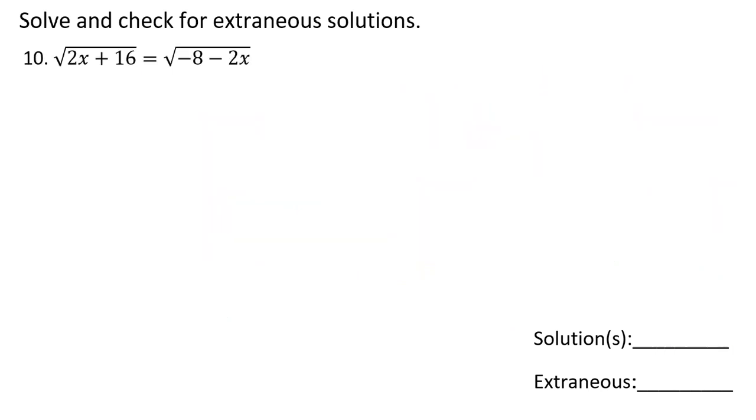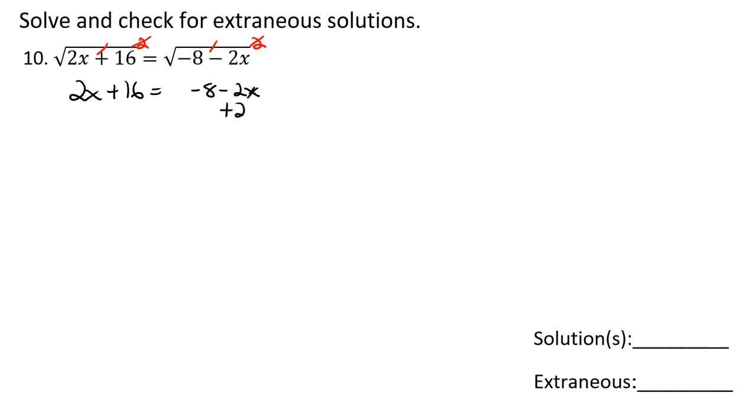Okay, number 10. We're going to be solving and checking for extraneous. So this time, both sides of the equation have radicals, but there's nothing with them. So they're all by themselves, which means we can get rid of them by squaring. So we're going to be left with 2x plus 16 equals -8 minus 2x, and there's no radical sign there. Now I'm just going to solve this equation like you'd solve any equation.